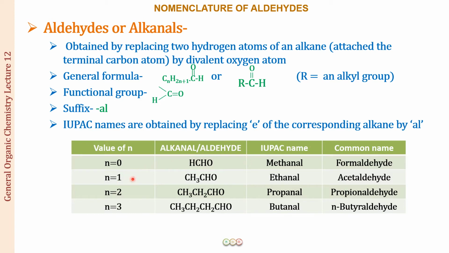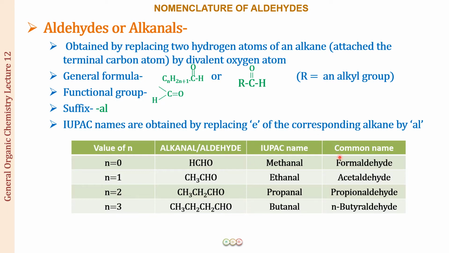Next we have N equal to 1. So this is the alkyl group which is having one carbon. So this becomes CH3CHO, and because now the compound has two carbons, this is going to be named as ethanol. Similarly, when N is going to be 2, the alkyl group is having two carbons, but the molecule is having three carbons. So this is propanol, and the next is going to be butanol. Fine, I hope this is clear.